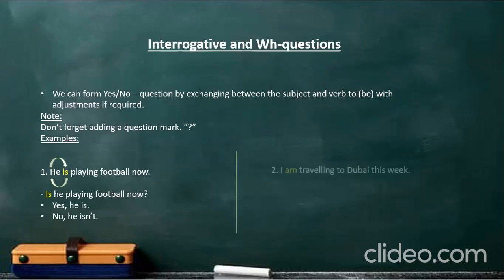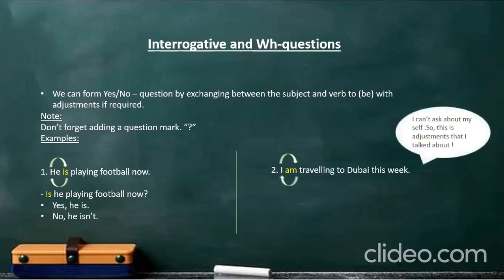The second example here: I'm traveling to Dubai this week. But you should ask yourself, can I ask about myself? I can't ask about myself, so this is the adjustment that I talked about. So how can we treat this sentence? How can I ask? Are you traveling to Dubai this week? In order to have a correct answer: yes, I am, or no, I'm not.